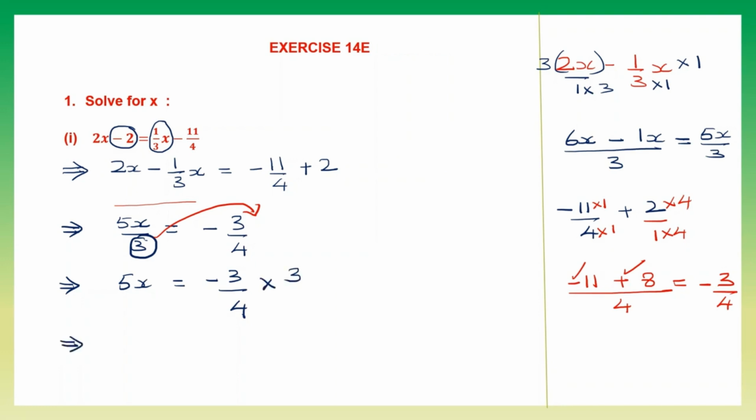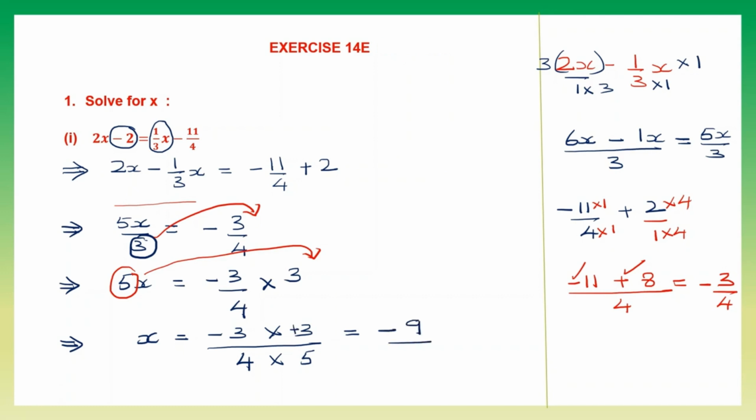Now 5x means 5 into x. So I'm going to find the value of only x. So I'll write minus 3. On top I still have into 3 and denominator I have 4. Now I'm going to transpose this 5 to the right hand side. It's multiplication. When it goes there it becomes division. So 5 comes down here. So this is also into 5. So now let's multiply. Minus into plus is minus. 3 3s are 9. In the denominator I have 4 into 5, 4 5s are 20.